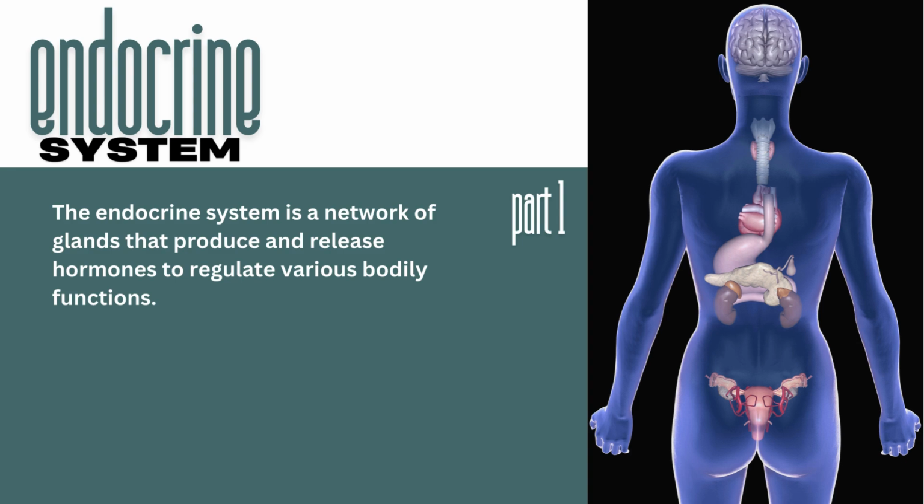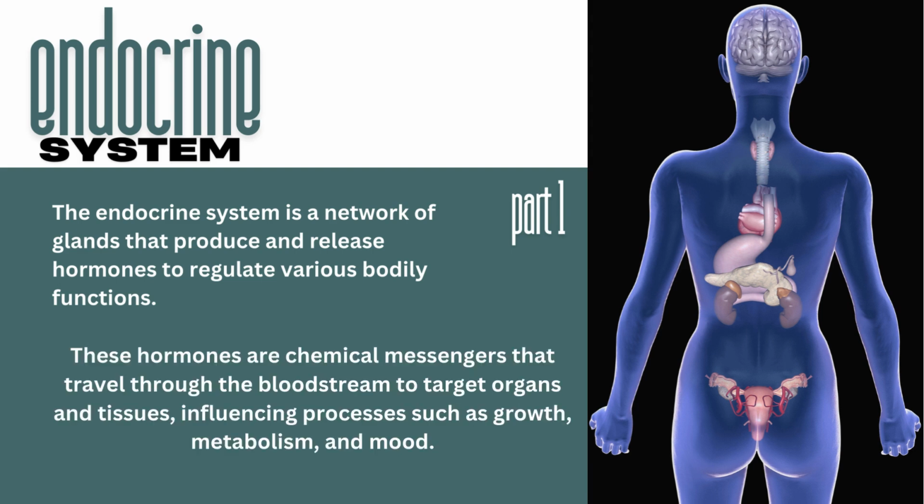These hormones are chemical messengers that travel through the bloodstream to target organs and tissues, influencing processes such as growth, metabolism, and mood. The endocrine system is a network of glands that produce and release hormones to regulate various bodily functions.